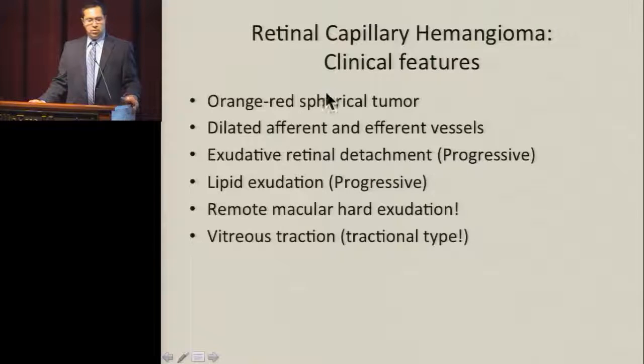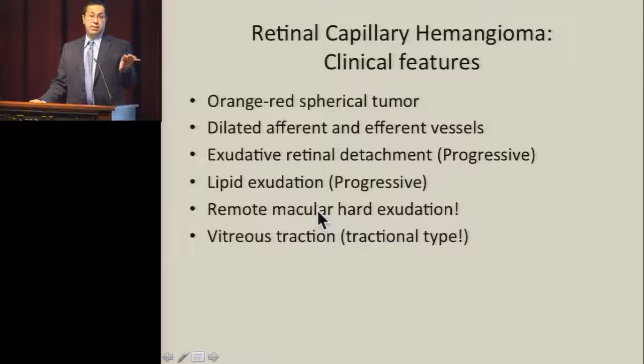So the clinical features are very typical: orange-red spherical tumor. They have very dilated afferent vessels, an important feature of these. They can cause exudative retinal detachment, progressive. They can have progressive lipid exudation. They can cause remote macular hard exudation. As I said, the tumor can be in the periphery, but you can see lipid exudation in the macular area.